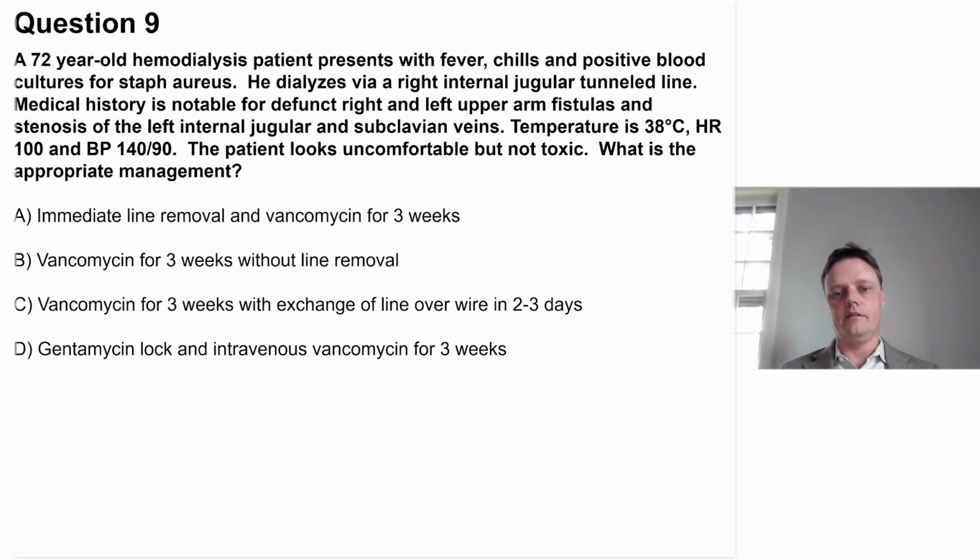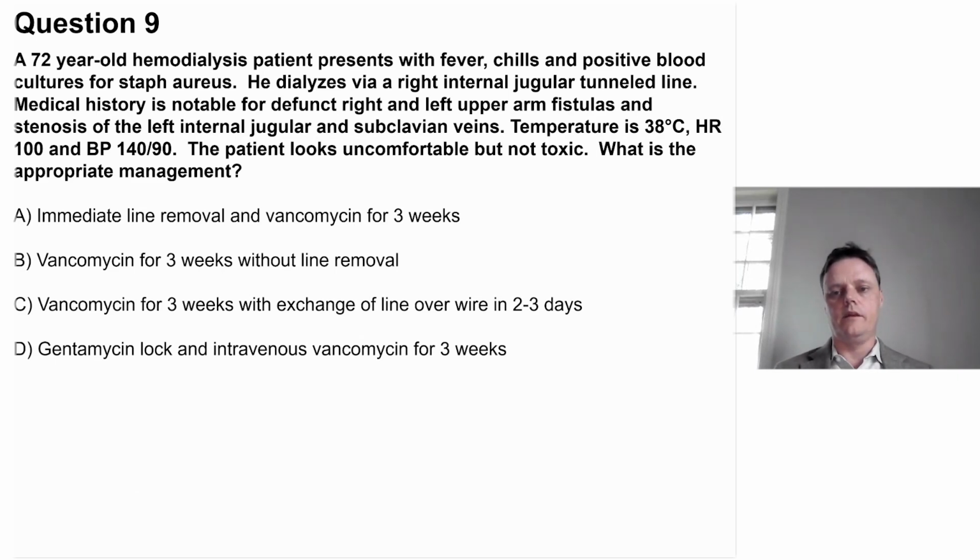His temperature is 38, heart rate is 100, and his blood pressure is 140/90. The patient looks uncomfortable but not toxic. What is the appropriate management? A, immediate removal of the line and vancomycin for 3 weeks. B, vancomycin for 3 weeks without line removal. C, vancomycin for 3 weeks with exchange of the line over a wire in 2 to 3 days. Or D, gentamicin lock and intravenous vancomycin for 3 weeks.